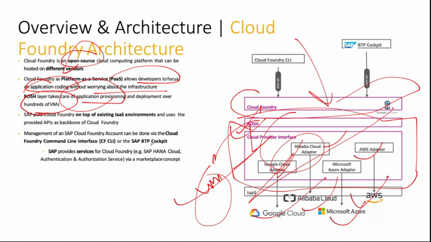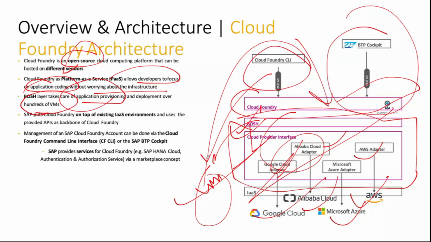There are two kinds of management you can do. First, via the SAP BTP cockpit. You have seen how, with the help of the service marketplace, we created a service. However, there are other ways you can talk with Cloud Foundry, using the Cloud Foundry interface, the CLI, which we will go and learn.